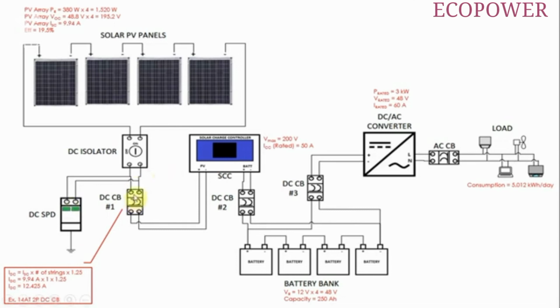In this case, since we don't have any exact circuit breaker with this value, we will choose a circuit breaker with a rating of the next available higher value. In this example, we will choose a 14 ampere trip 2-pole DC circuit breaker.